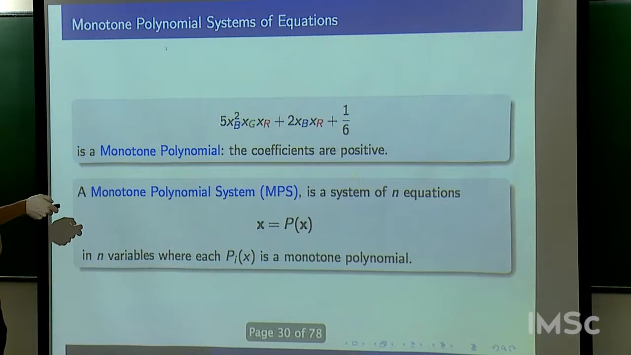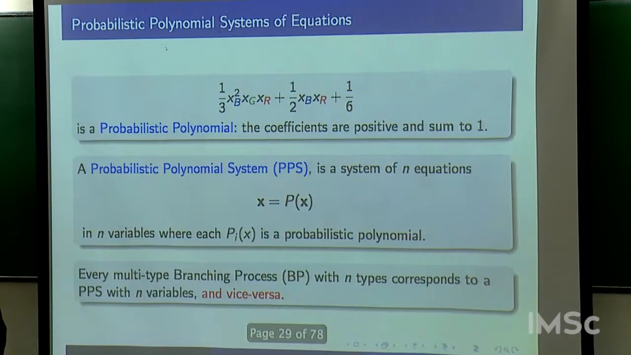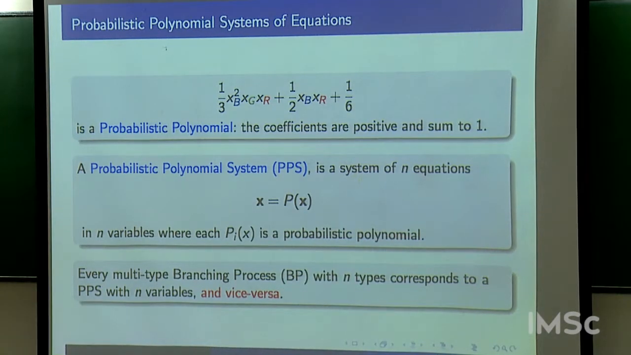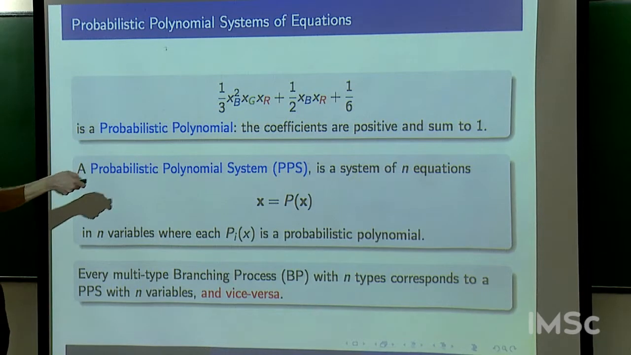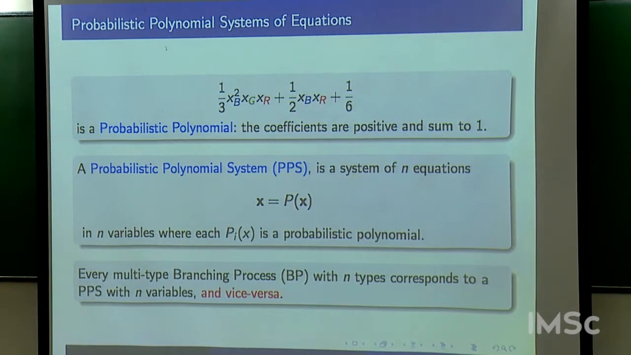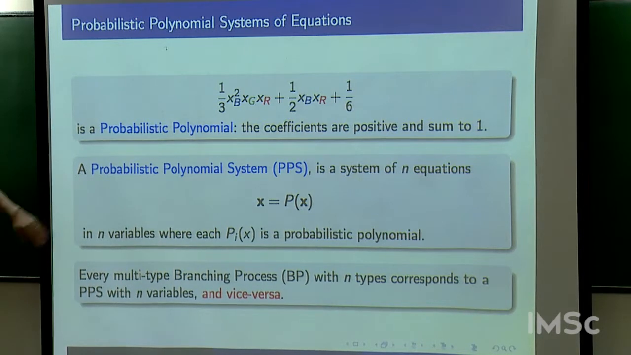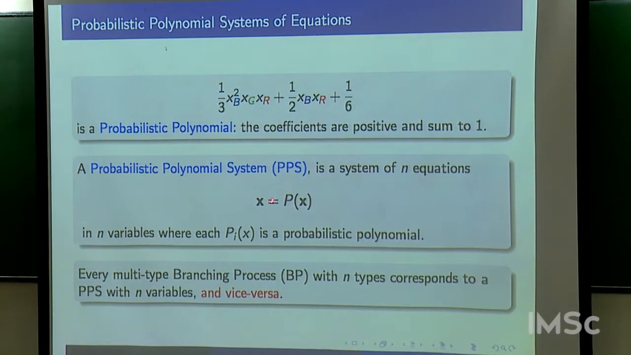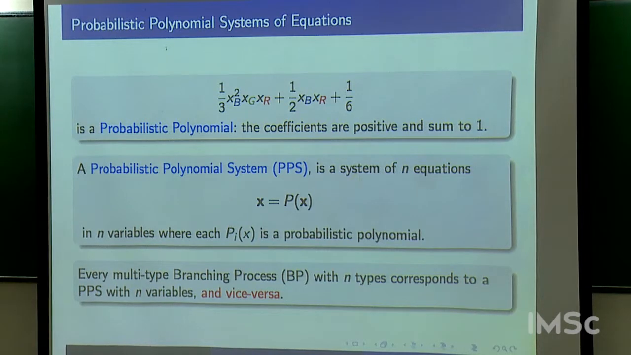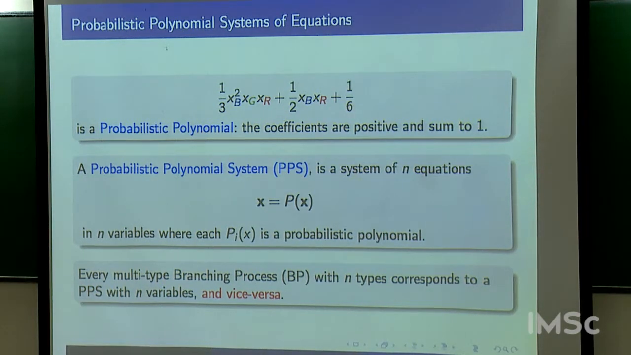The polynomials on the right-hand side that we see here are what I'll call probabilistic polynomials. So a probabilistic polynomial is just what you might think it is. The coefficients are non-negative, and they sum to 1. The coefficients of the monomials and the constant term are non-negative, and they sum to 1. And a probabilistic polynomial system of equations is n equations of this kind, where each equation is a probabilistic polynomial. So the right-hand sides are probabilistic polynomials.